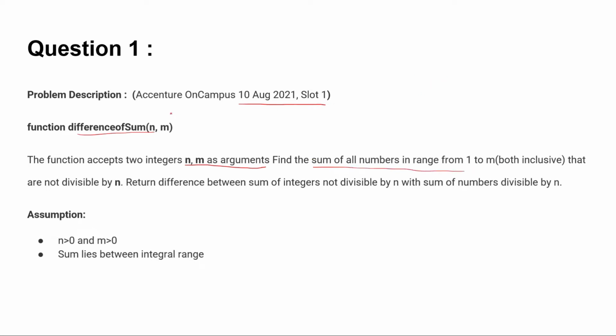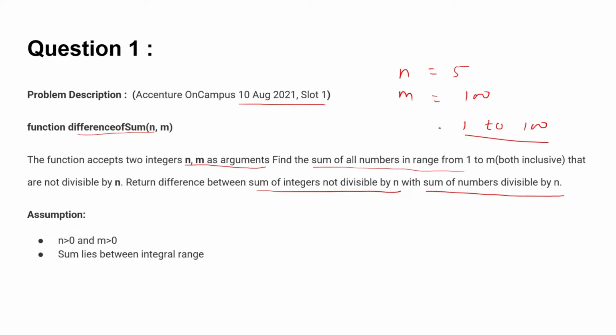Okay, so suppose n is 5 and m is 100. Then we have to find the sum of all numbers in the range from 1 to m, so that means 1 to 100, that are not divisible by 5. So the divisible numbers we don't have to add. Then return the difference between the sum of integers not divisible by n and the sum of numbers divisible by n.